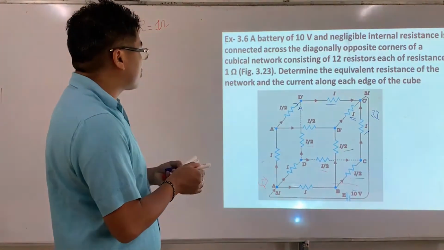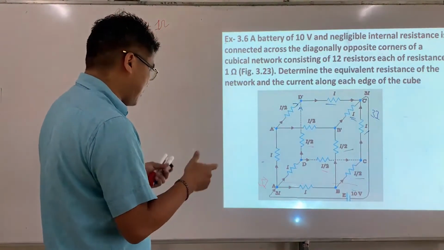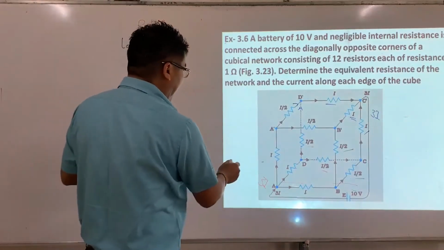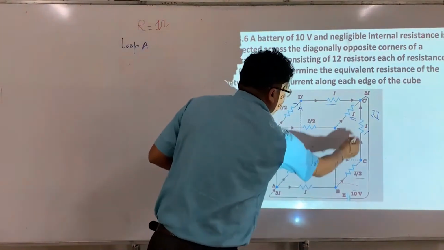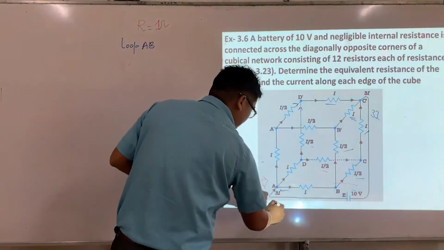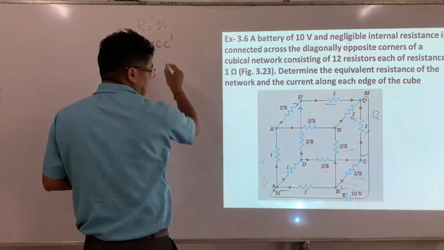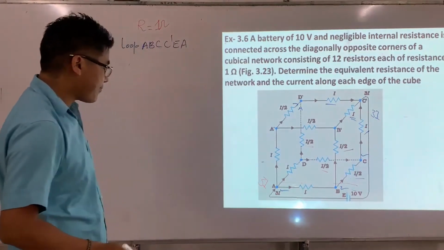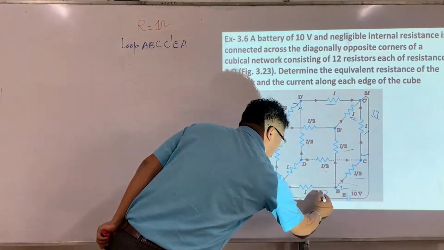Now our aim is to find the current and then the net equivalent resistance. Look here. I'm going to take a loop, let's say loop A, B, C, C prime, then E and F, E, then A. This is the loop I'm going to take, and this is how the loop goes.